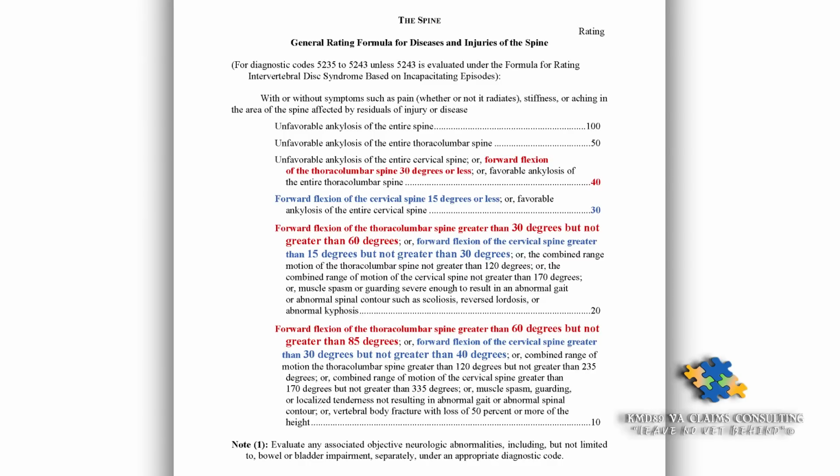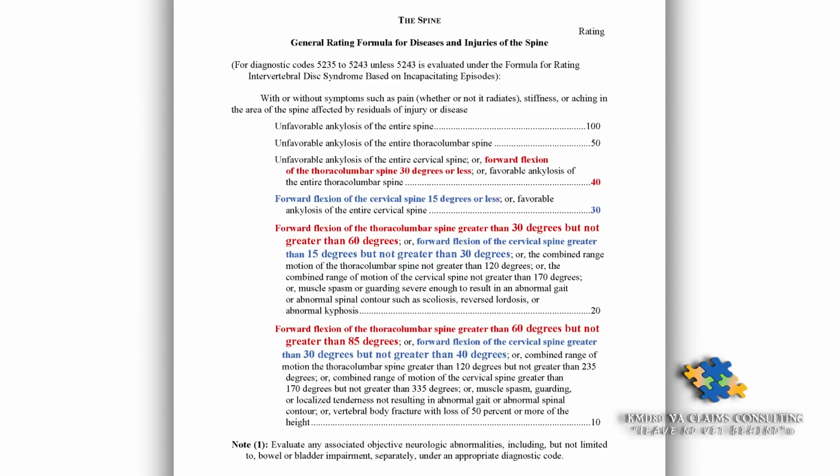Okay? Now, down at the bottom it says note. Evaluate any associated objective neurologic abnormalities, including but not limited to bowel or bladder impairment separately. So what they mean by that, one of the common complications of a back strain is lower extremity peripheral neuropathy, also known as radiculopathy of the sciatic and femoral nerve. So if the examiner states that you have radiculopathy on the back DBQ, and they give you a diagnosis and they fill out the section for the radiculopathy, the rater can grant the sciatic or femoral nerve without a nexus statement.